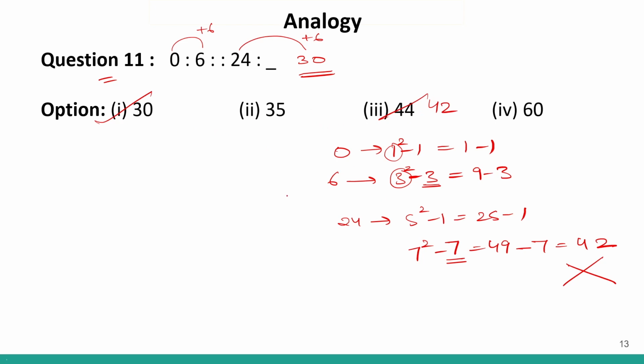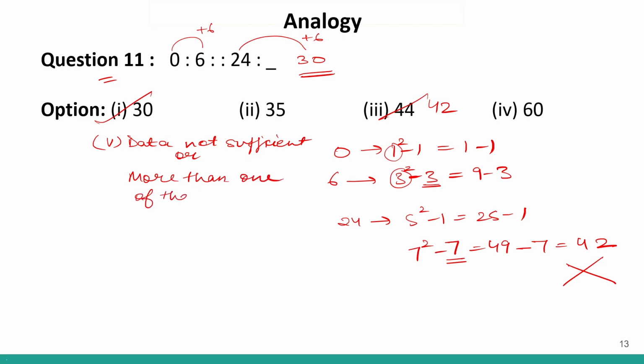Because we have 2 different logics, you would get an option called data not sufficient. This option could be called data not sufficient, or none of the above, or more than 1 of the above. It could also be data inadequate. So this can also be a word.